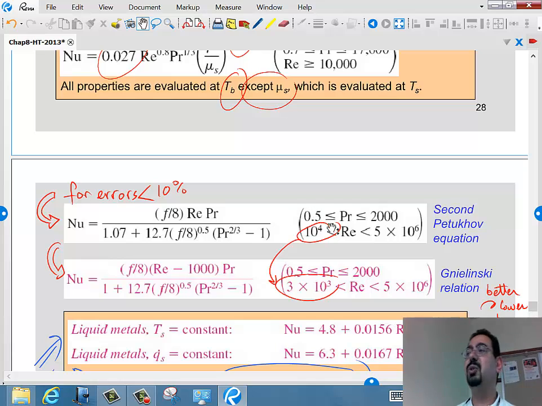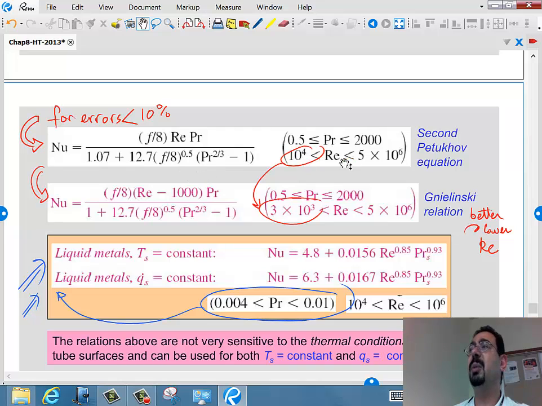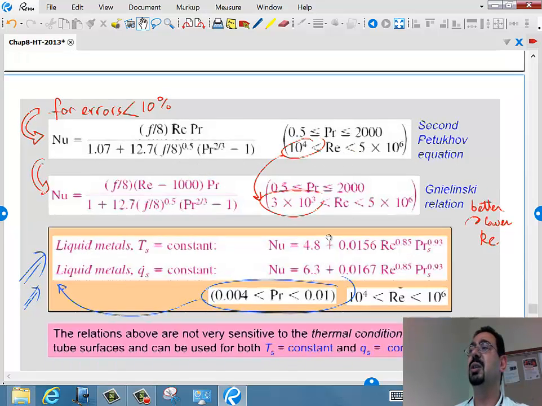Because you didn't make sure of the range where this correlation is validated, you ignored the fact that it starts working up to 10,000. So if the Reynolds number is 5,000, maybe you should actually use this one. All right? So that's the only difficulty. And this is for liquid metal. So again, if the problem has liquid metal, you just have to use this one. You cannot say, but wait a minute, it's liquid metal, but my Reynolds number was in that range.